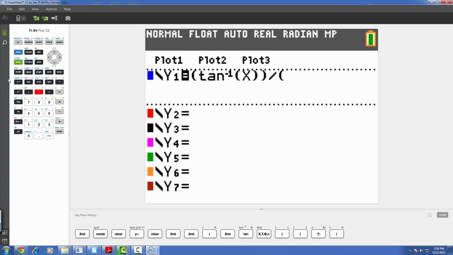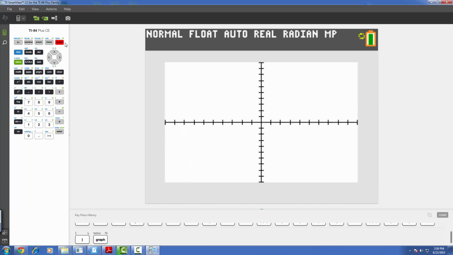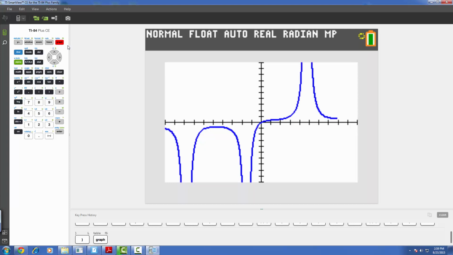now our bottom function. So you have the sine of x plus 1, close parenthesis. So again, here is what we should have in our graphing calculator. Let's hit graph. And so you should see something resembling that.